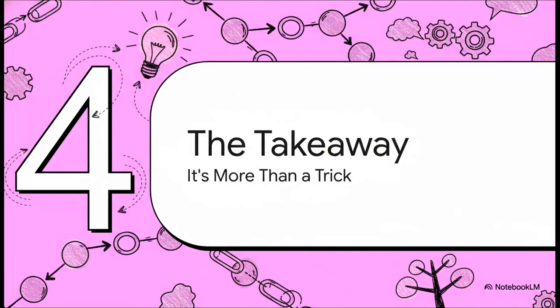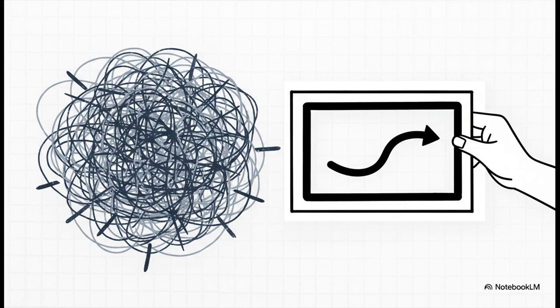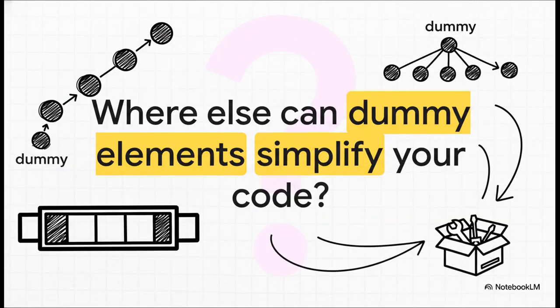So why does this matter beyond just linked lists? Because what we're looking at here isn't just some clever little trick. It's actually a whole way of thinking. This is a classic example of a software design pattern. The core idea is using these placeholder or dummy elements to create boundaries that simplify your logic. By making sure your main algorithm never has to deal with a truly empty state, you make the algorithm itself radically simpler.